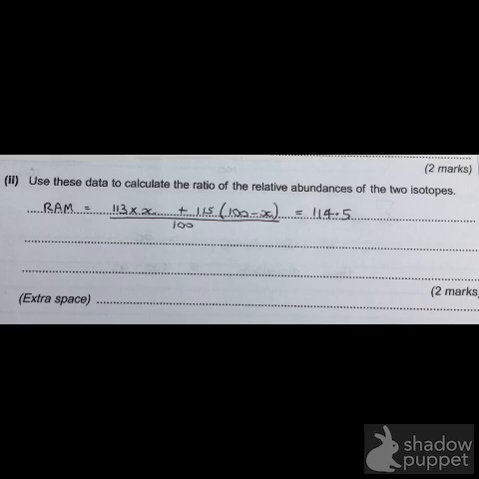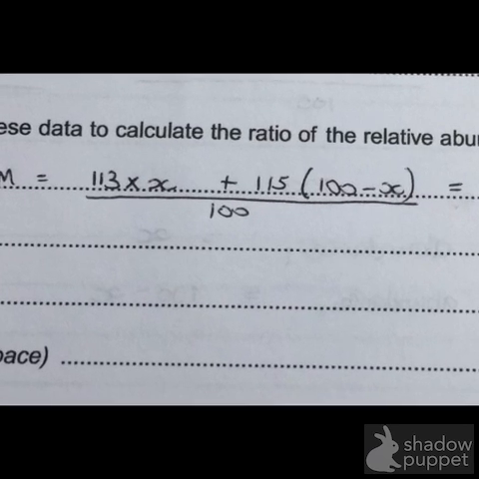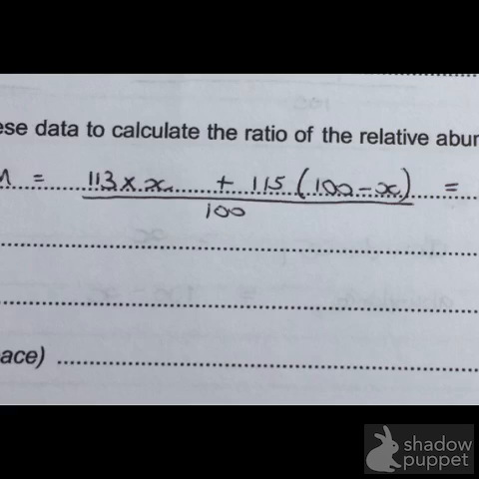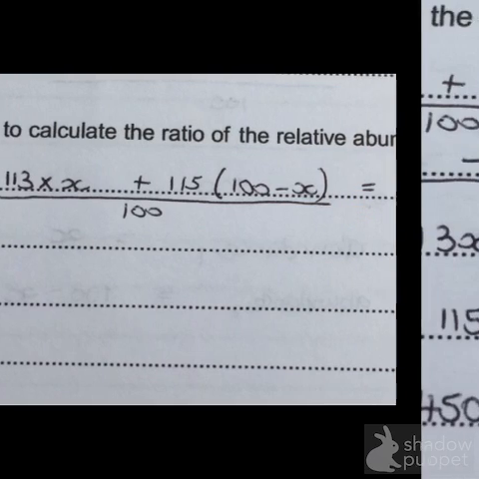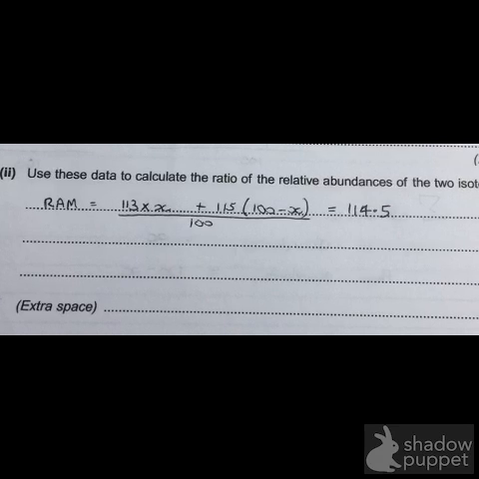So, going back to the particular question, the information has been given to us that we have got a mass of 113 here, and we're going to multiply that by the abundance and we'll call that X. As I've just said, we now know that the abundance of the other isotope, 115, must be 100 minus X. So therefore, the sum for the second isotope is 115 multiplied by 100 minus X. All of this is going to be divided by 100, and this value equals 114.5.